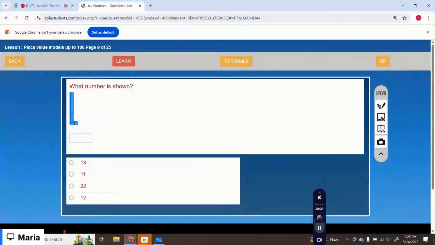What number is shown? Which is the correct option? That is 1 ten and 2 ones. So together they make 12. Let's just move on to the next lesson. Welcome to the lesson.